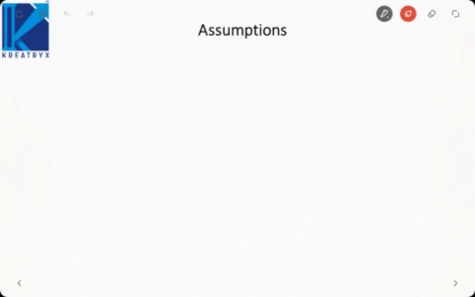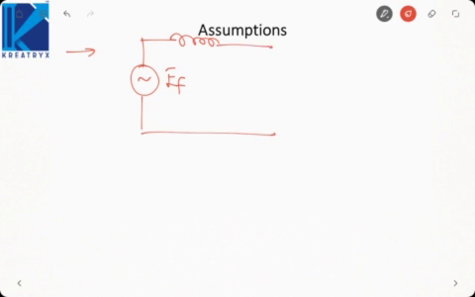Now what are the assumptions behind transient analysis? First is that the generator will again be modeled as a constant excitation in series with a subtransient reactance. In any case, whenever a fault occurs, the excitation will be assumed to be constant, because in a synchronous generator the excitation comes from a DC voltage source. So the DC voltage source will be unaffected in case of a fault.